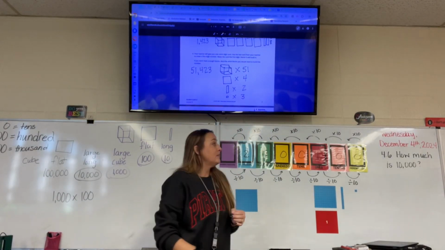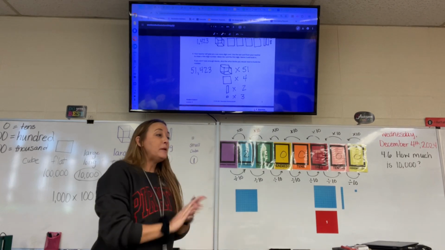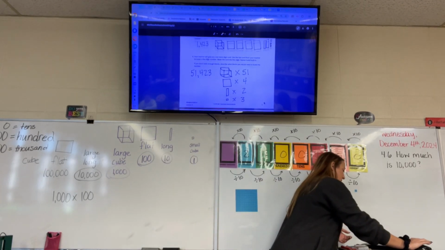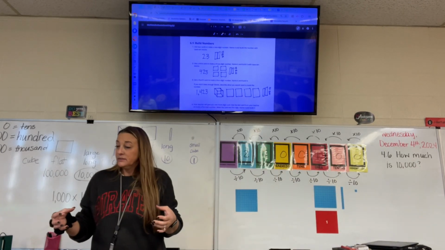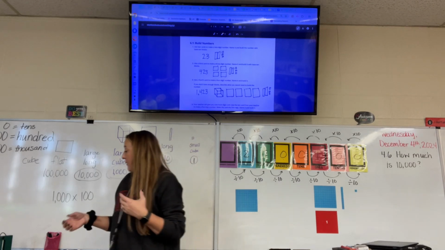Today we're doing lesson 4.6, how much is 10,000? So we've been building numbers. We've been taking digit cards, putting them together, and then making those numbers with base 10 blocks.